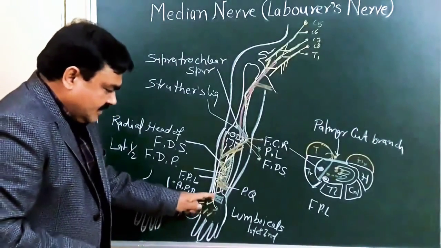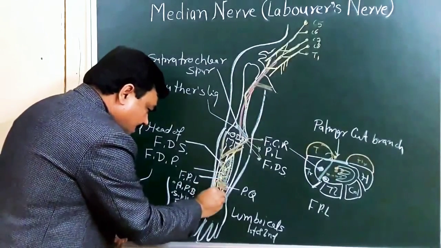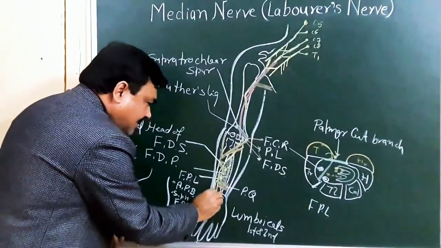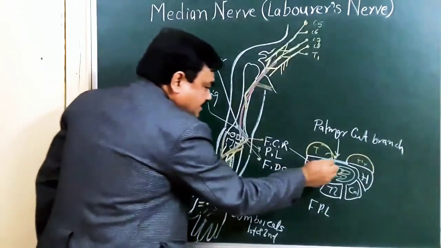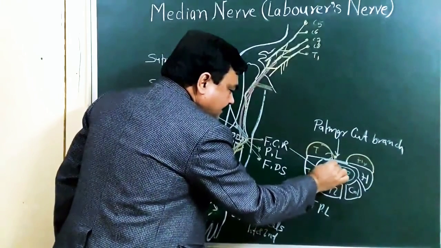Now, this nerve, after reaching the flexor retinaculum, passes deep to the flexor retinaculum. Here, it passes deep to the flexor retinaculum. Here is the position of this nerve.